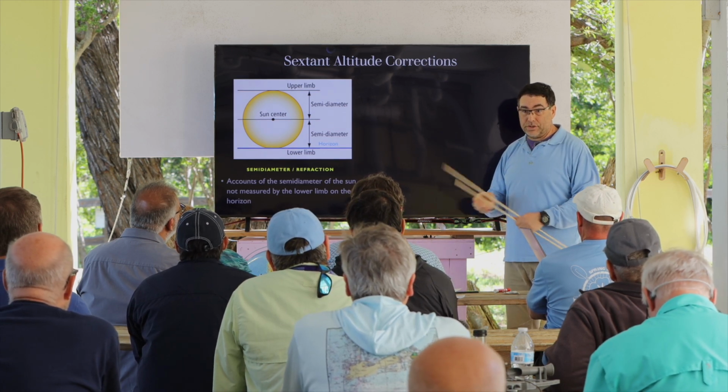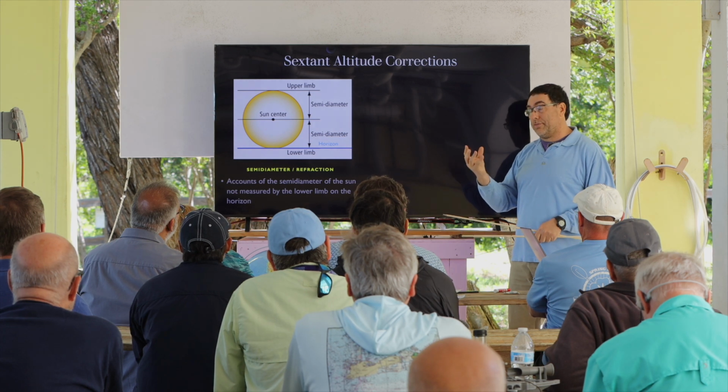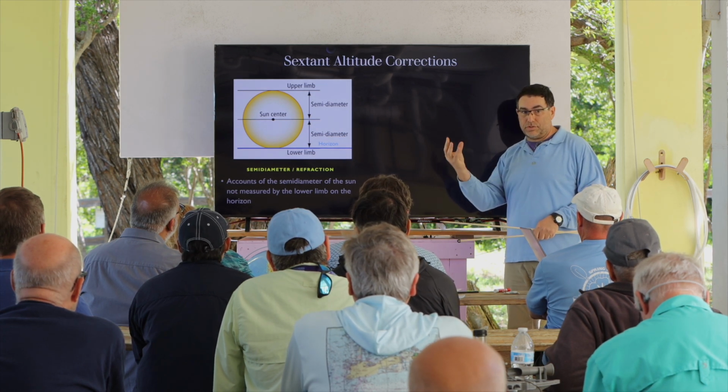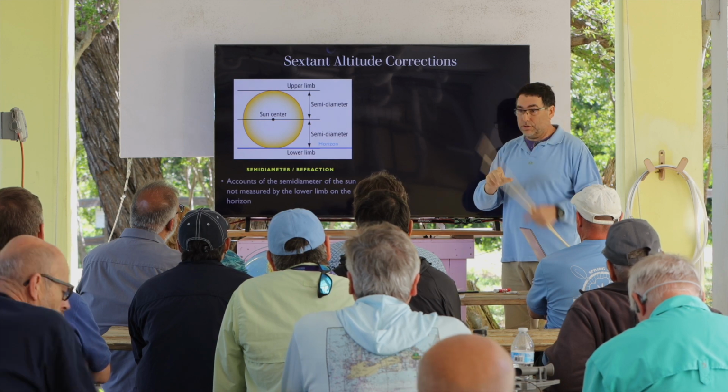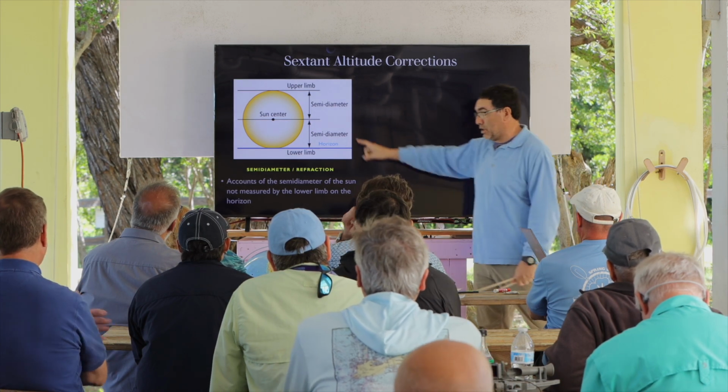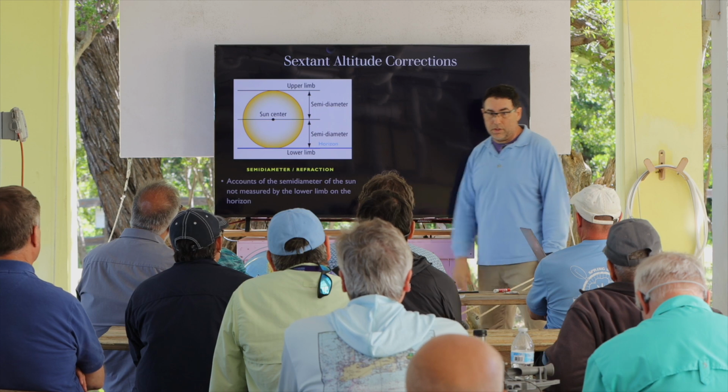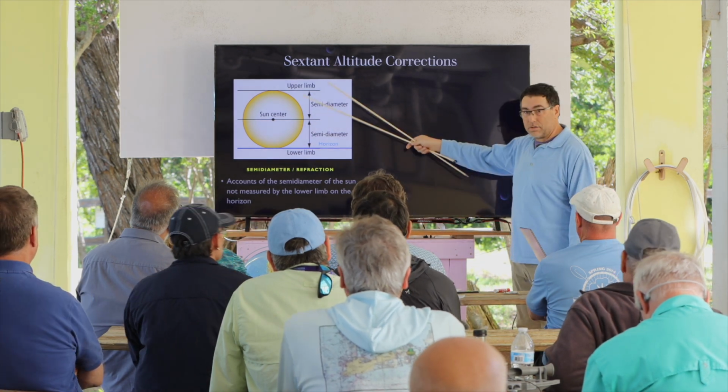So when the Earth is closer to the sun, the sun will be bigger, and when it's farther, it will be smaller. So no big difference, but something that we need to consider, and that's part of the nautical almanac. We'll take a look at it in a minute. Do you agree with that? Are we fine with that?